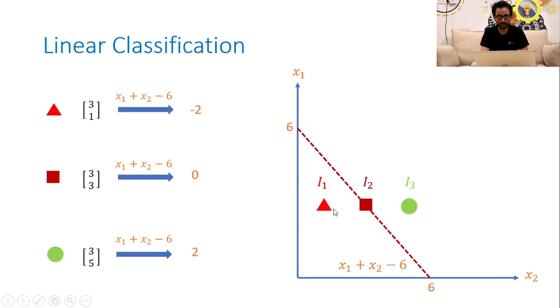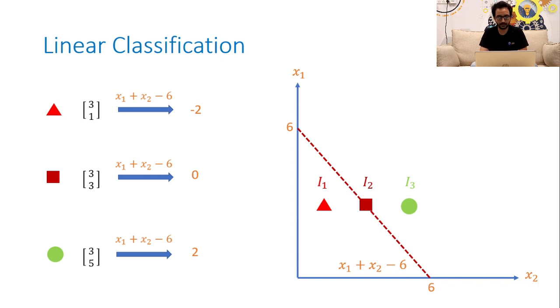So consider we have 3 points I1, I2 and I3. I1, as you can see, is on the left side of this line represented by the equation x1 plus x2 minus 6. I3 on the other hand is on the right side and I2 is lying on this line itself. When we plug in these 3 points in this equation, we see that the points on the left side give a negative value, the point over the line gives a 0 and the point on the right side gives a positive value.